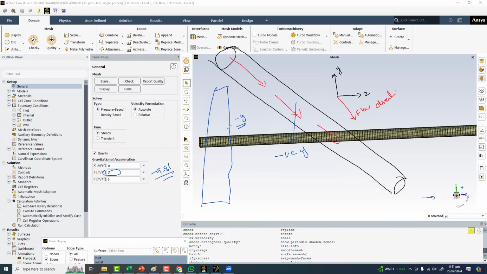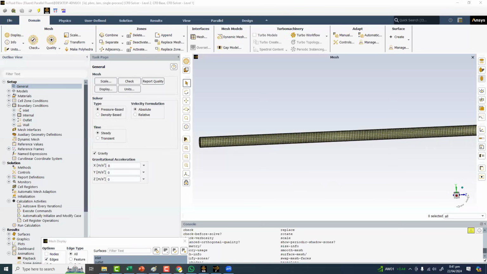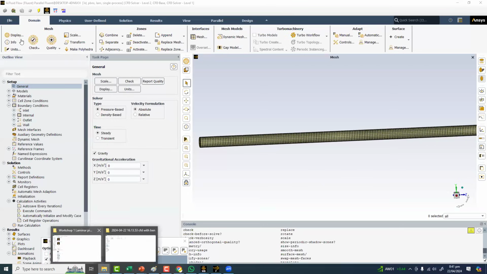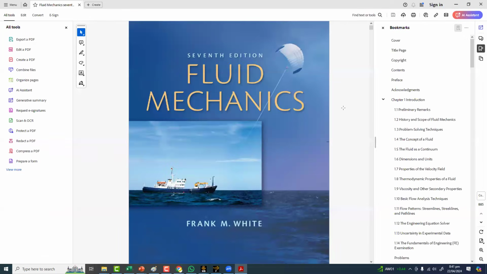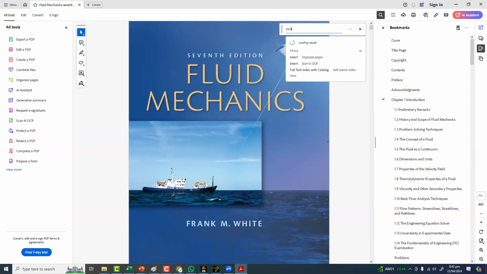I would suggest one thing: go for one problem from a fluid dynamics book. I have mentioned one book, Frankham and White. Or you can also go with one more book, by Cengel. Okay, so let's search for the inclined pipe.